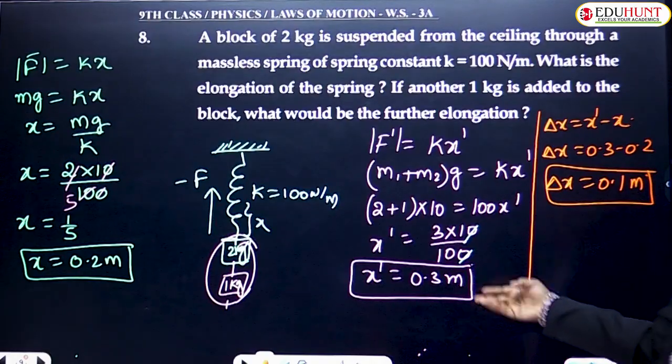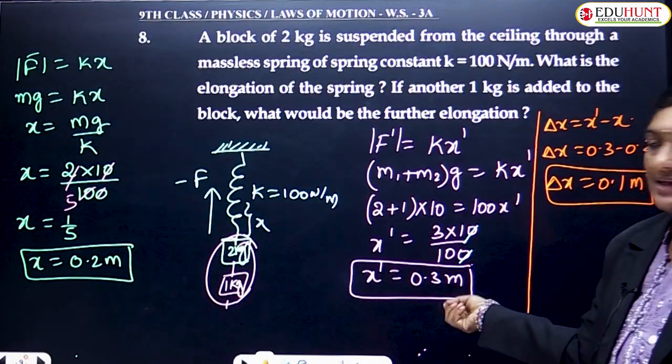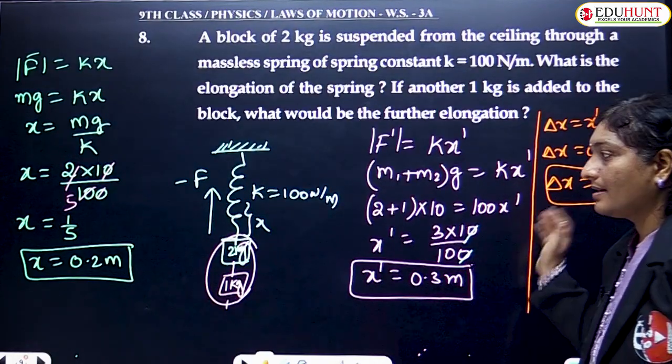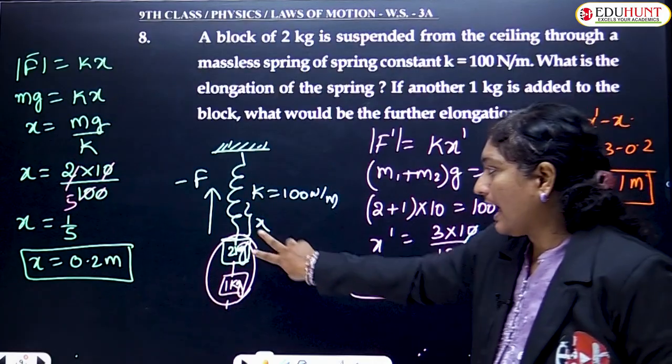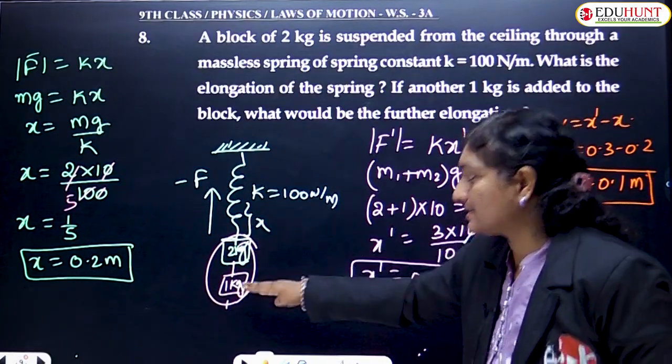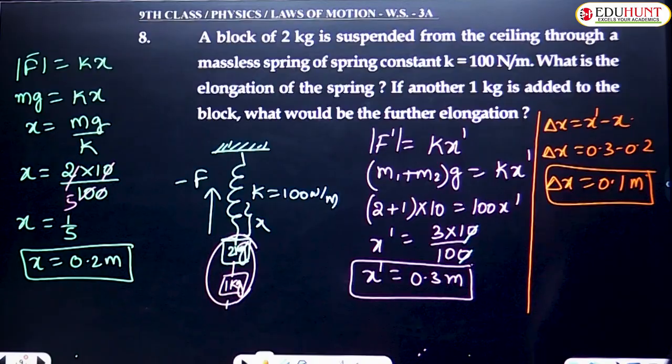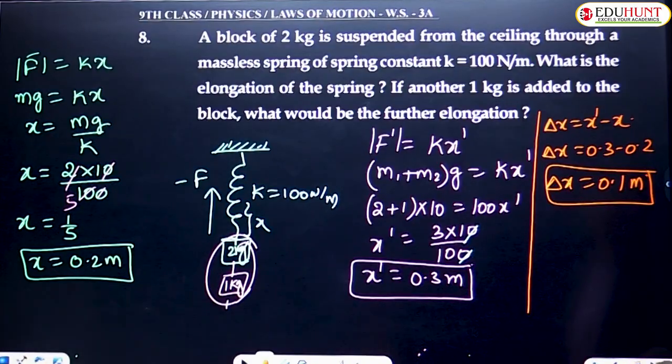So you people may get confused and stop your answer here at 0.3. No, you are asked to find out how much extra. Earlier some elongation is there, so how much extra elongation is being created in the spring? So this is 0.1 meters.